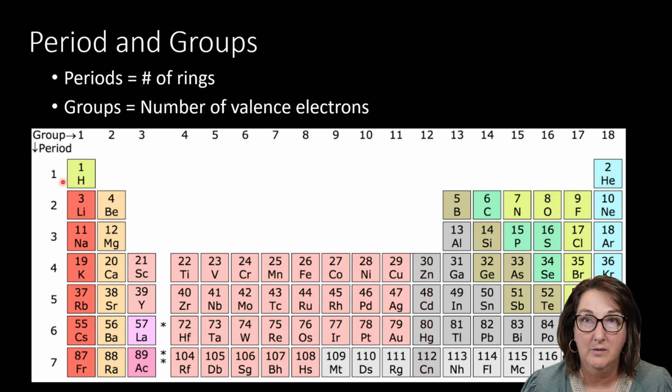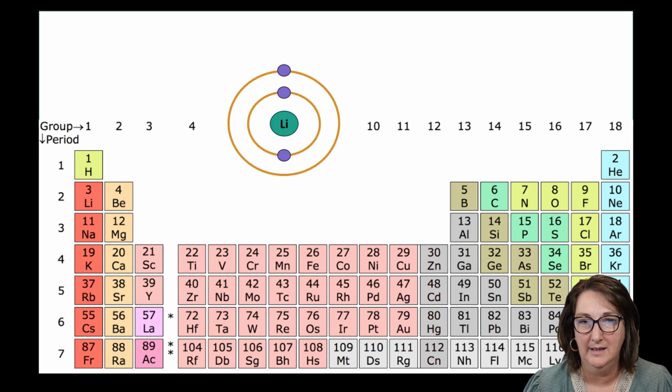This is also a good way to double check that you drew out your Bohr model correctly. So let's go back and look at lithium. Lithium is right here. So it's in period 2. So period 2 means I have 2 rings, and it does. 1, 2. Lithium also says I should have 1 valence electron. 1 electron in its outermost ring. And I do. There's nothing else in this ring but 1. So this is more than likely going to be a properly drawn Bohr model. It's a good way to double check.